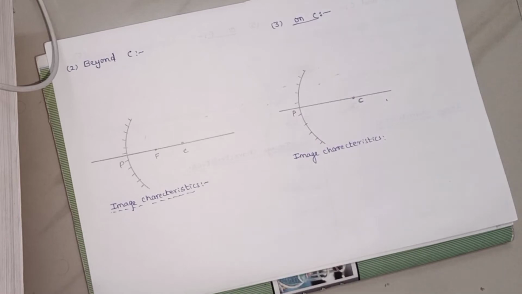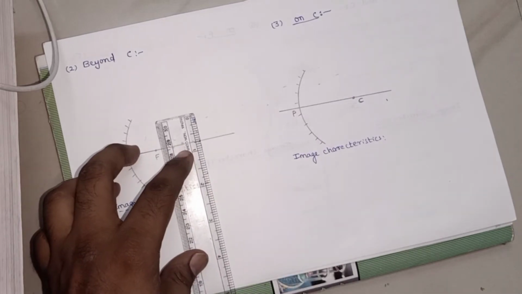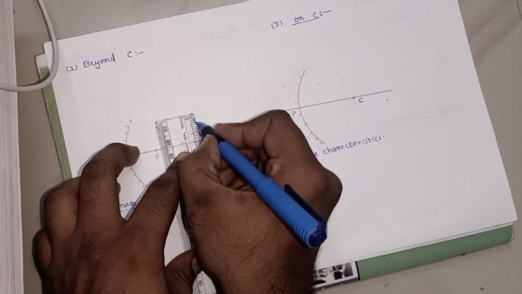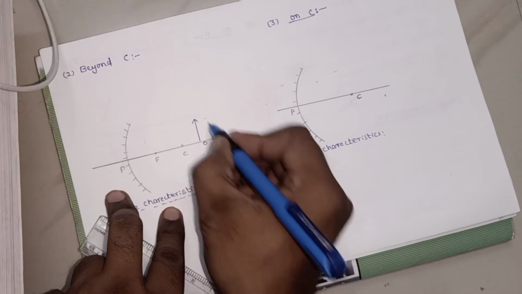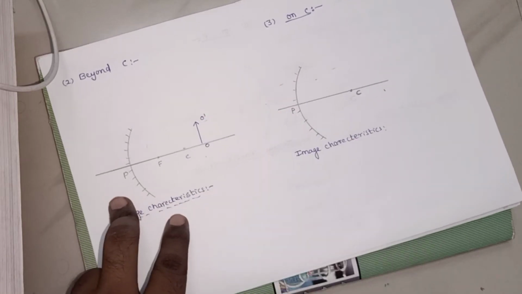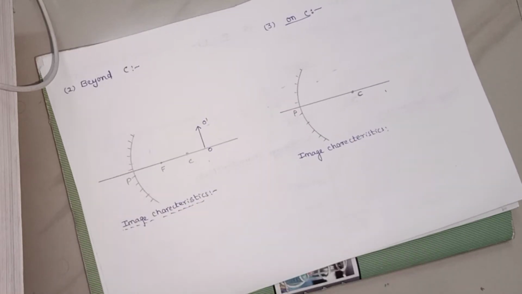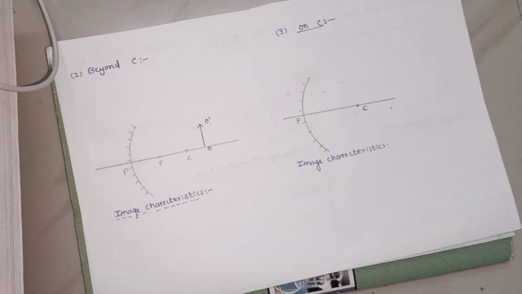Next, now the object is placed beyond C. Where is the object? The object is placed beyond C. Let us take the object. The second position is nothing but O dash is the object. Now I am going to try to draw the image characteristics.